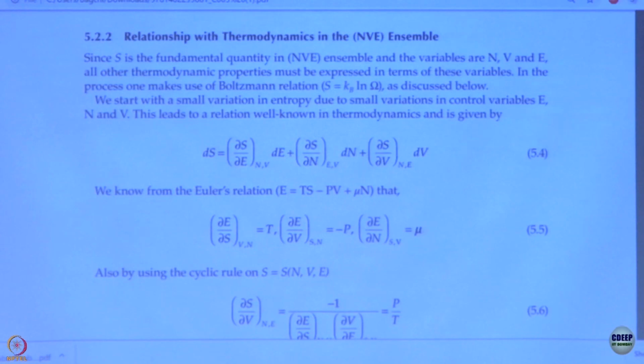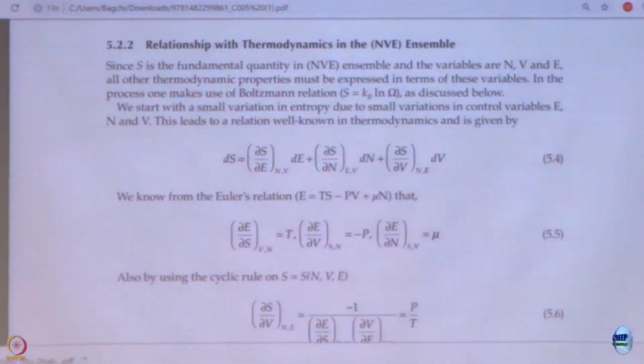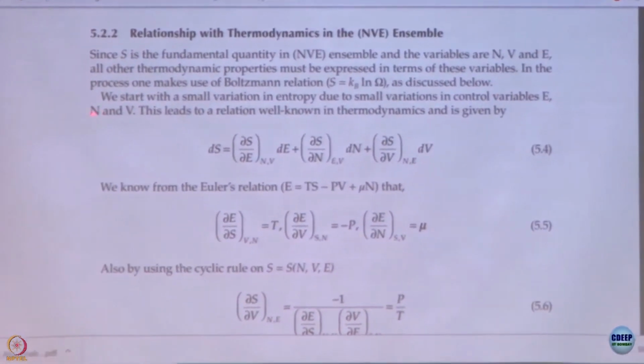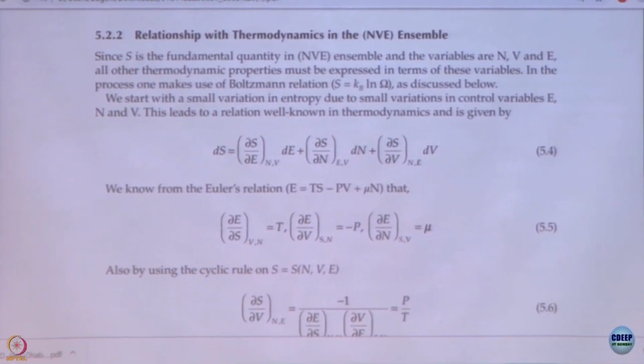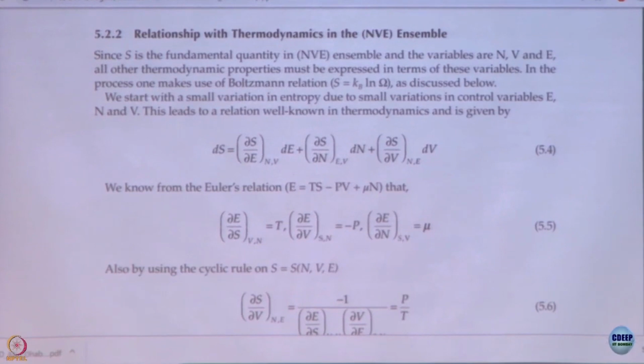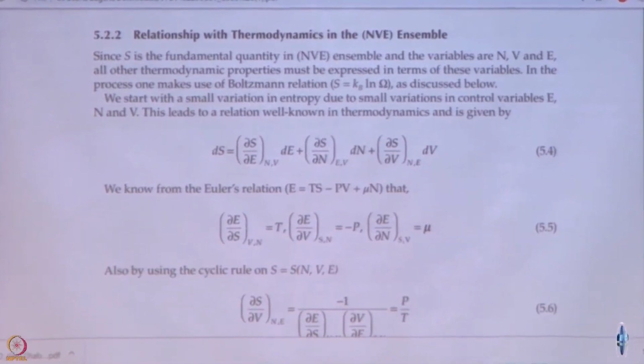So now the basic idea was that we start by considering a small variation in the microcanonical ensemble. The system is characterized by total number of particles N, volume V, and energy E, which are fixed. But I can always consider that I change the number by a little, or the volume by a little, or the energy by a little. As a result of these variations there is nothing wrong or obscure about this, okay. So I get the variation of entropy as dS.